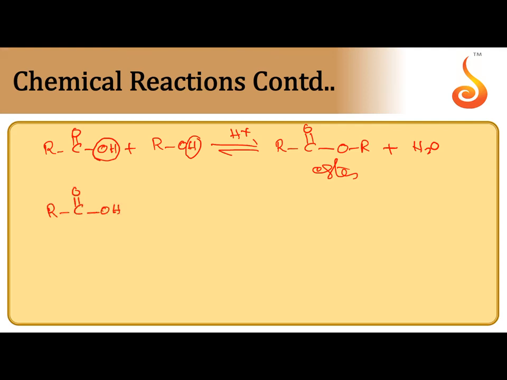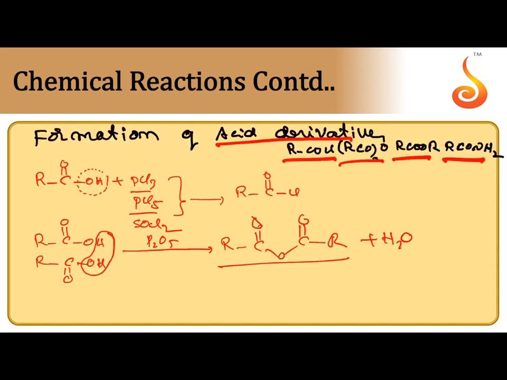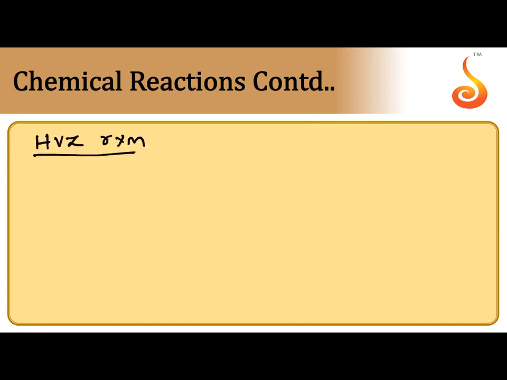Next, when carboxylic acid is reacted with ammonia, ammonia being a base, neutralization takes place. H plus and NH3 get converted into ammonium ion, RCOO minus and NH4 plus, ammonium carboxylate. That ammonium carboxylate on heating undergoes dehydration. Even P2O5 can be used. So RCONH2, the final product obtained, is nothing but amide. So by this method we can prepare acid halides, acid anhydrides, esters as well as amides from carboxylic acid.